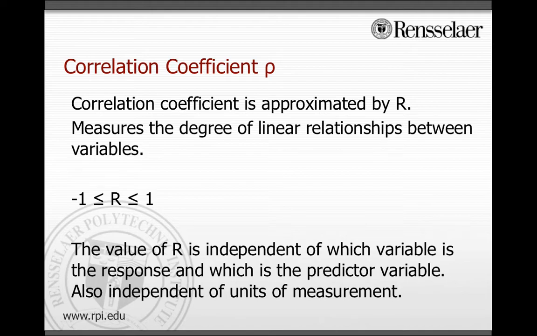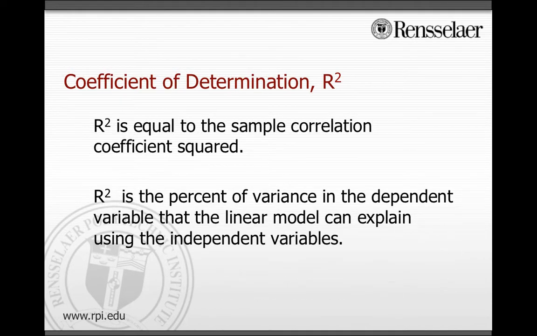The value of R is, again, independent of which variable is the response and which are the predictor variables, and it's independent of units of measurement. So again, really good for comparing linear models to each other. And when you square this, you get the coefficient of determination, R squared, aptly named. And R squared is the percentage of variance in the dependent variable that the linear model can explain using the independent variables.